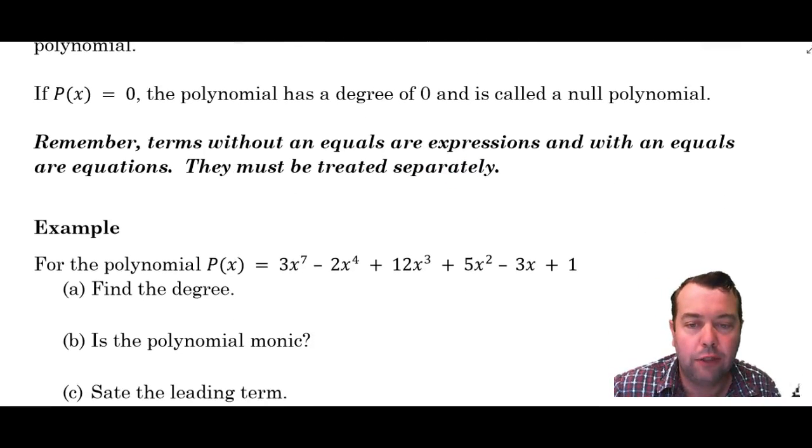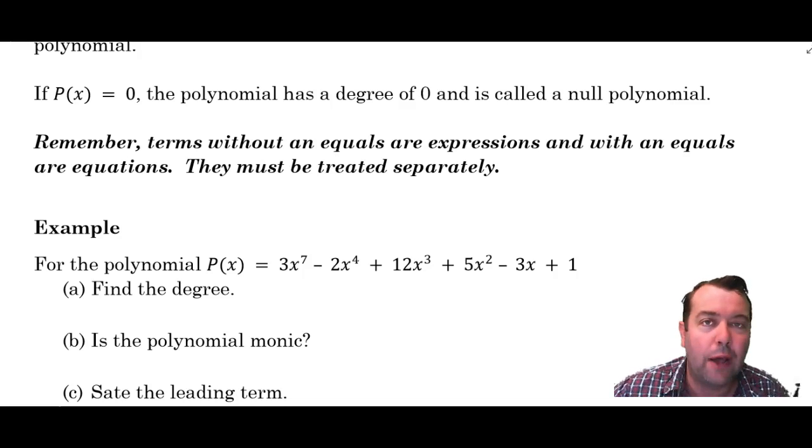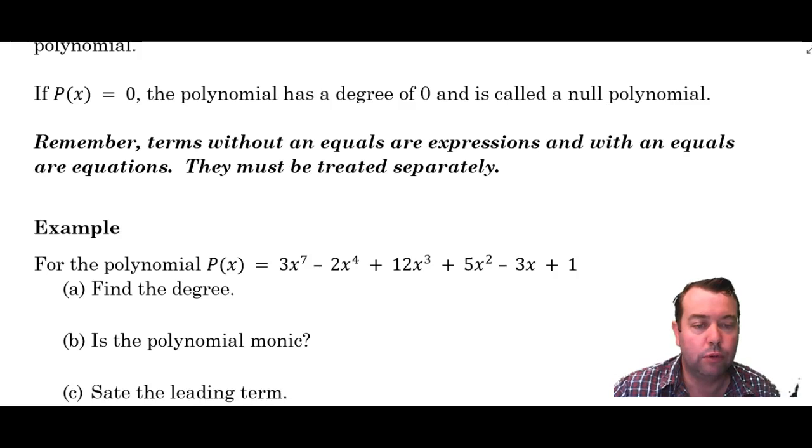I have a polynomial here, 3x to the 7 minus 2x to the 4 plus 2x cubed plus 5x squared minus 3x plus 1. There we go, that's a polynomial. All those powers are positive integers, right? 7, 4, 3, 2, 1, and I suppose the constant 1 is just x to the 0. Yeah. So, we've got those things there.